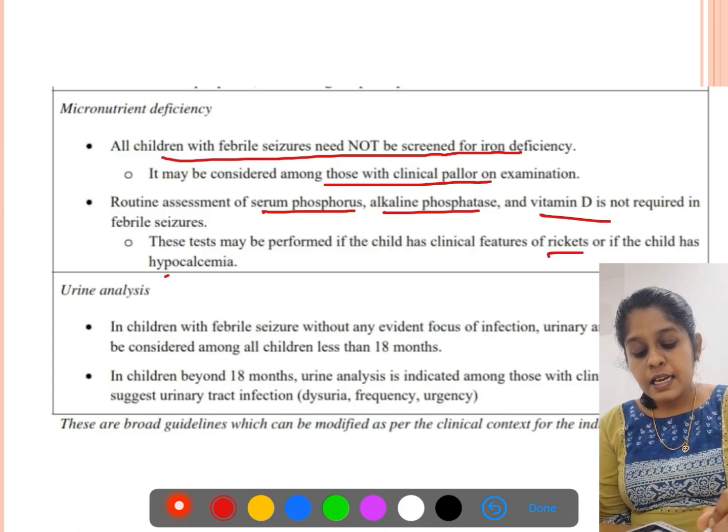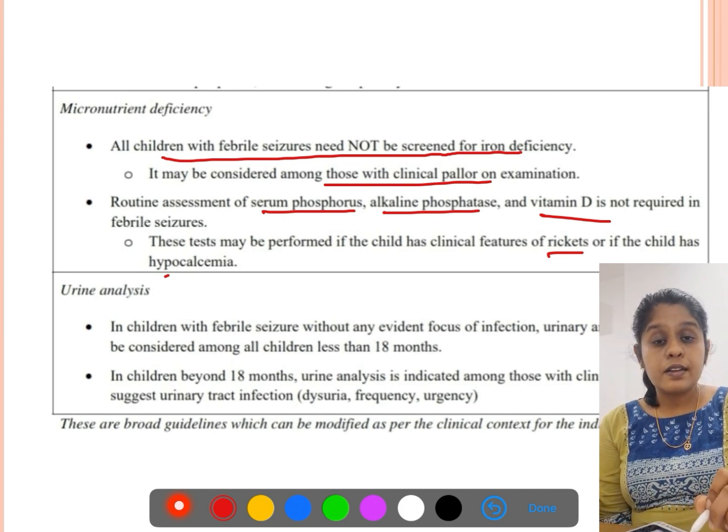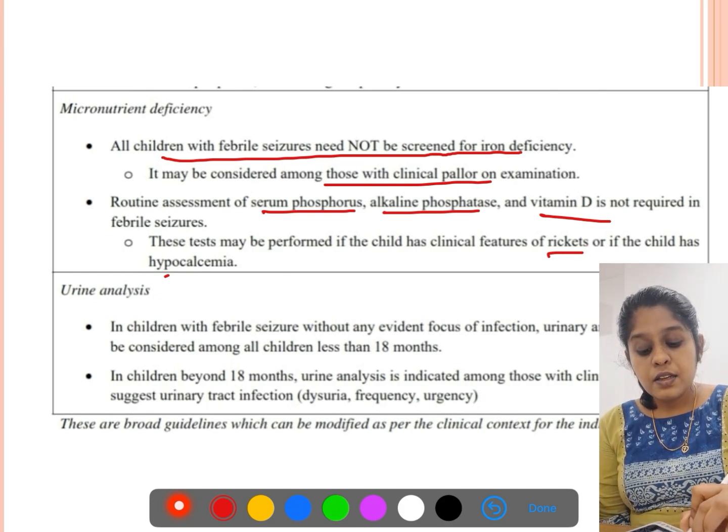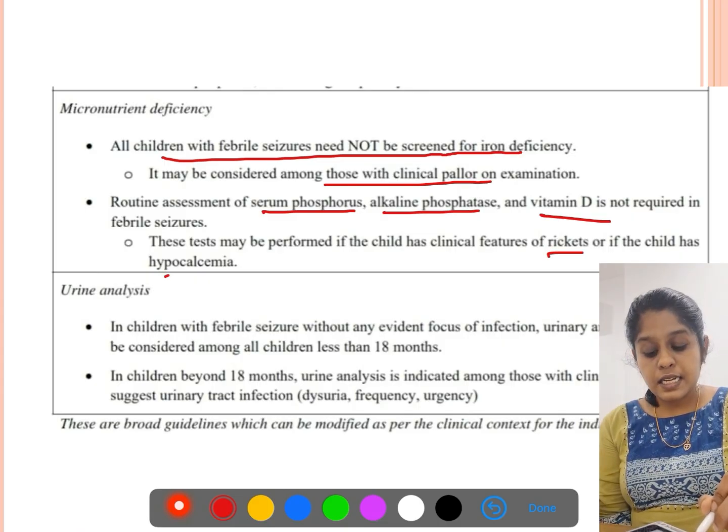Urine analysis: if a child has no evidence of a focus of infection, then you do urine routine in children less than 18 months.